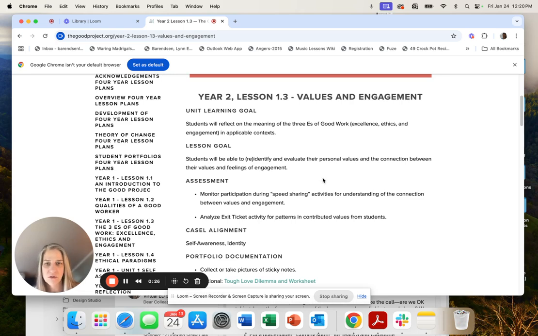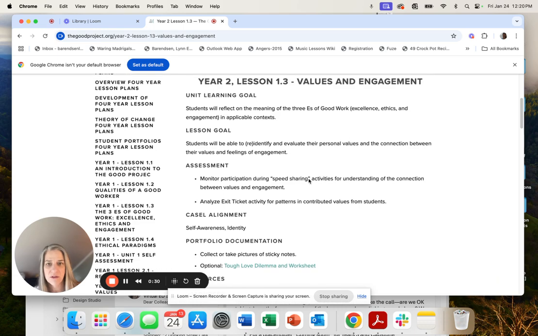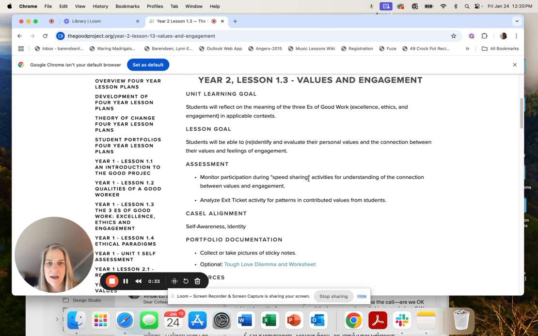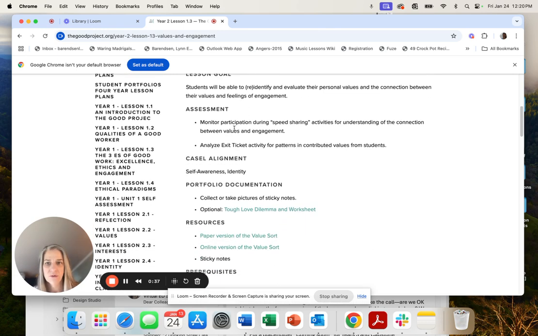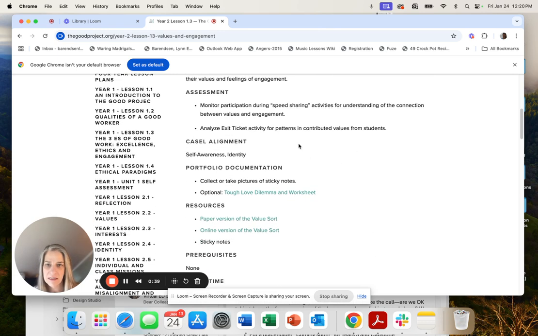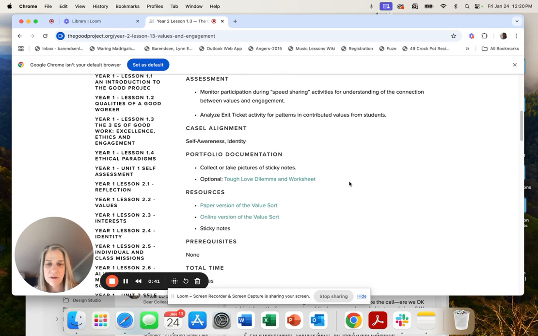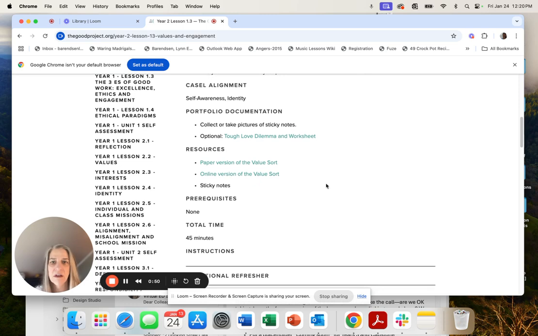So students will have spent quite a bit of time in year 1 talking about their values and doing the value sort. This is the opportunity to re-engage with all of those ideas. So here are the assessments, CASTLE alignments, portfolio documentation. In this particular lesson is collecting or taking pictures of the sticky notes that they will be using. There is an optional dilemma here, which we'll get to.